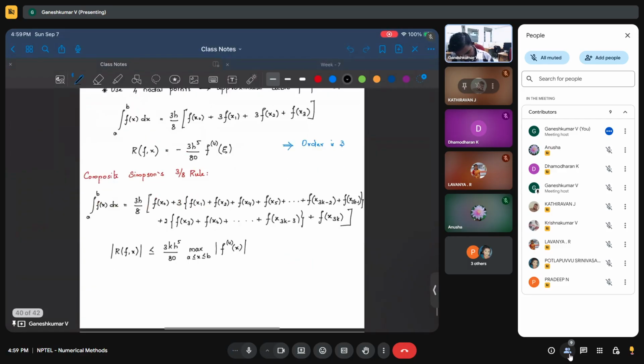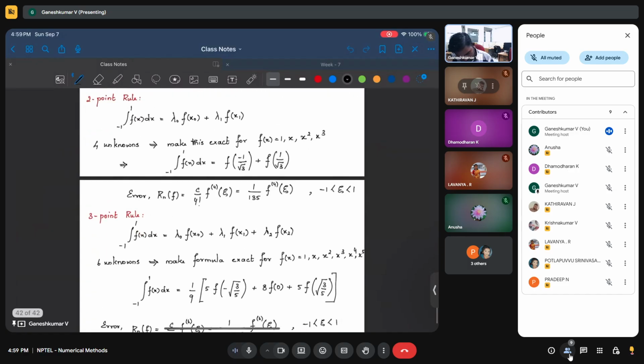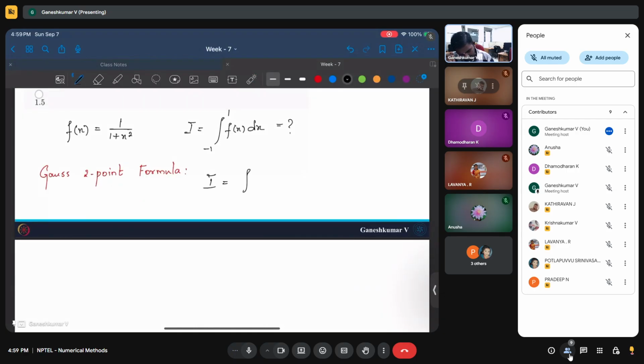So let's go back to the notes. Let's see. Gauss-Legendre 1-point, and you have the 2-point formula. The 2-point formula, we can also derive it, but I'm just going to skip it. The final formula is something like this: the integral from minus 1 to 1 of f(x) is f(minus 1 by root 3) plus f(1 by root 3). This is equal to f(minus 1 by root 3) plus f(1 divided by root 3).